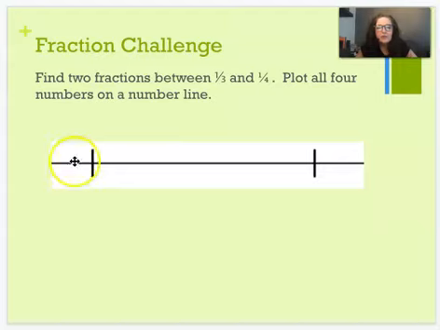The second one, find two fractions between 1/3 and 1/4. This might be a little harder to see that space. You might even want to make this part of the number line on the left 1/4 and the one on the right 1/3, because then you could see space between them, and 1/4 is smaller than 1/3. This one you might have to get a common denominator to really understand what's happening here. Pause this video, finish those, and then move on.